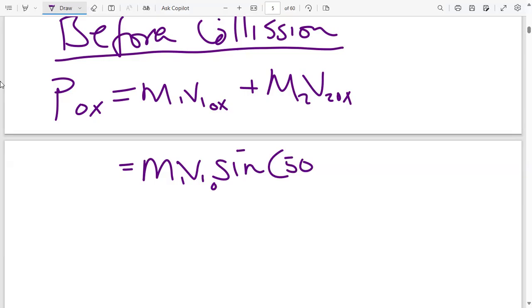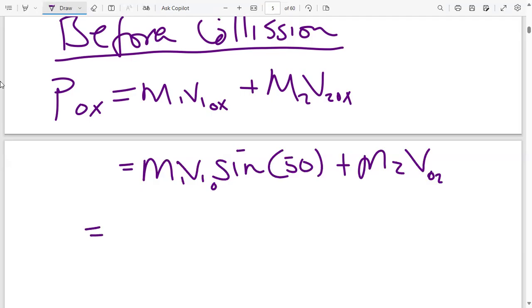This is the initial velocity plus the mass number two multiplied by the initial velocity of ball number two. I'll just get it like that since it's only existing in the x-axis and it is pointing towards the positive direction. So this is the equation that we're going to use in order for us to find the initial momentum in the x-axis.